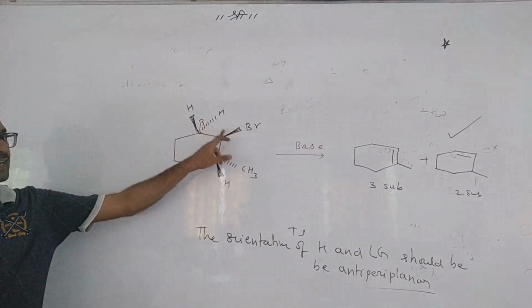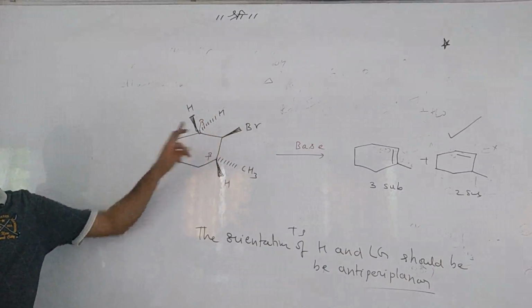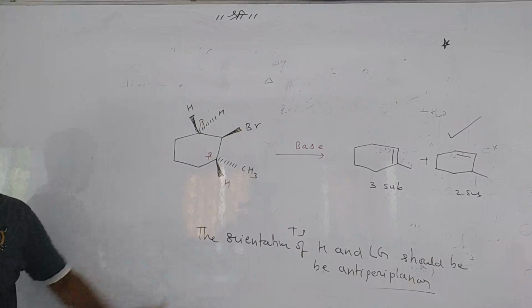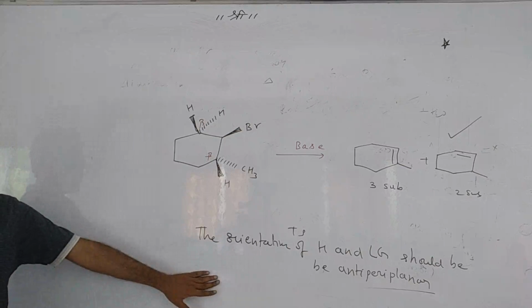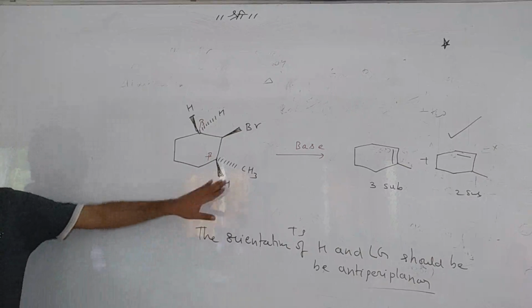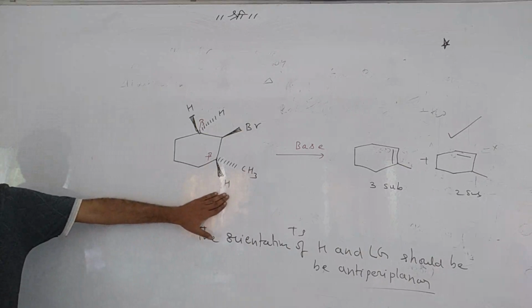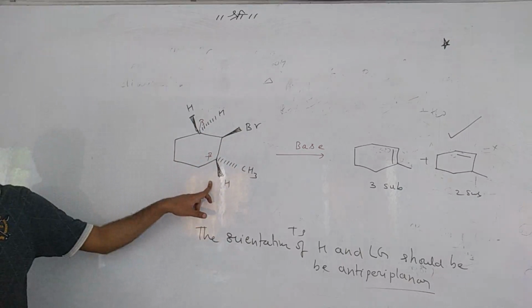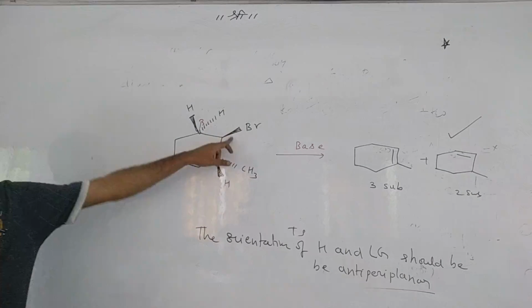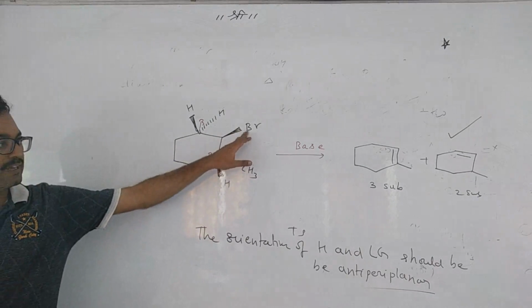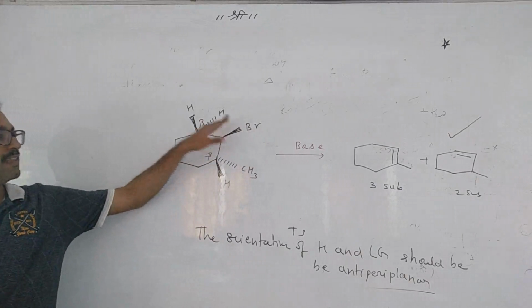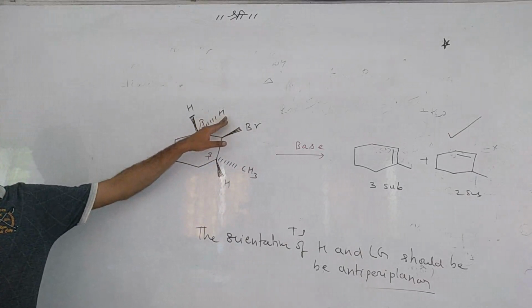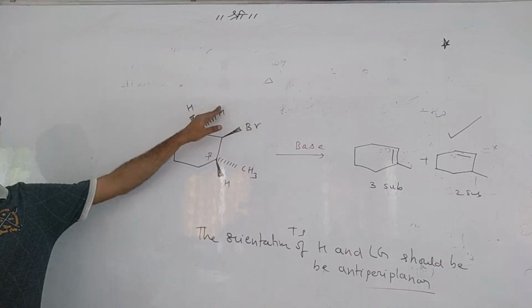Because these 2 are in anti-periplanar relationship. Elimination is possible, which is the necessary condition. Are you understanding? Any doubt here? So why can't this hydrogen be eliminated? Because both are in the same direction. That is not a periplanar relationship. Understand? So anti-periplanar relationship means if one leaving group is in thick line, then the other should be dotted line, or if this is in dotted line, the other should be in thick line.